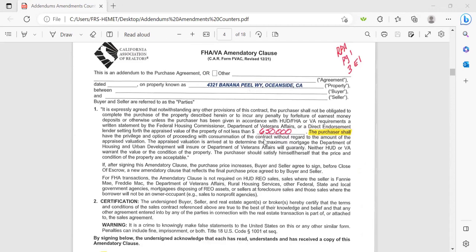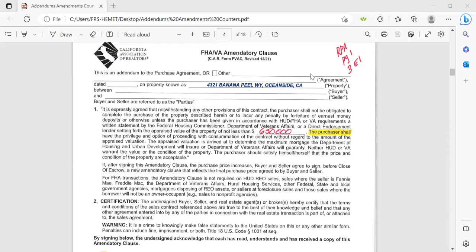FHA, VA, mandatory clause. Okay, this is when you're checking the box. I even wrote it up here so that we would all know: RPA page 1, 3E1. That's the paragraph and page. It's when you check the box that says it's an FHA loan or a VA loan, this again is going to be automatically downloaded. If you don't check either of those boxes, then it is defaulted to a conventional loan, or if you check the box above that says cash, then it's cash. This is not needed in either of those cases. It is needed if it's FHA or VA.